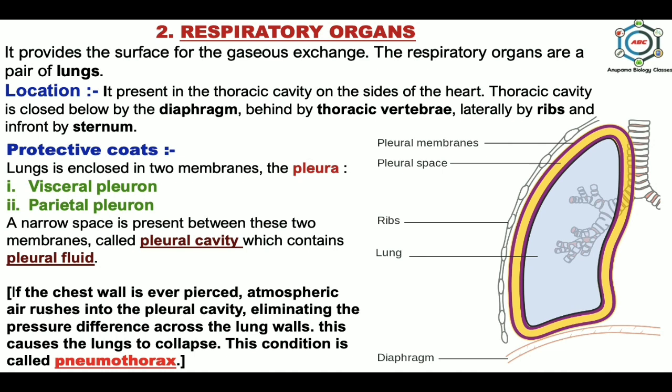Now, if the chest wall is ever pierced, atmospheric air rushes into the pleural cavity, eliminating the pressure difference across the lung wall. This causes the lung to collapse. This condition is called pneumothorax. So, pneumothorax is a disease. It can be a complete lung collapse or a collapse of only a portion of the lung. The main symptoms of pneumothorax are sudden chest pain and shortness of breath. The treatment usually involves the insertion of a needle or chest tube between the ribs to remove the excess air. In case of pneumothorax, risk factors are smoking, genetics, lung disease, mechanical ventilation, etc.